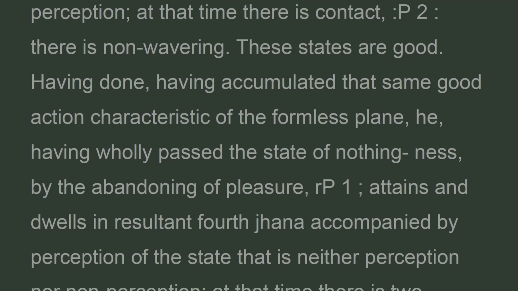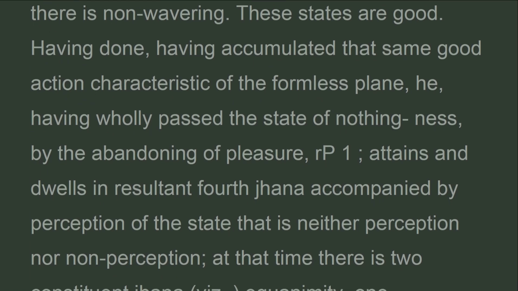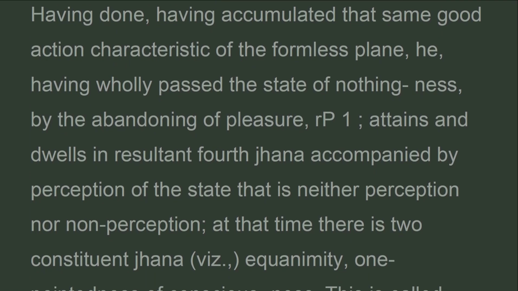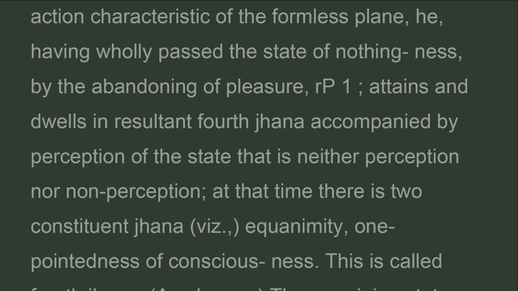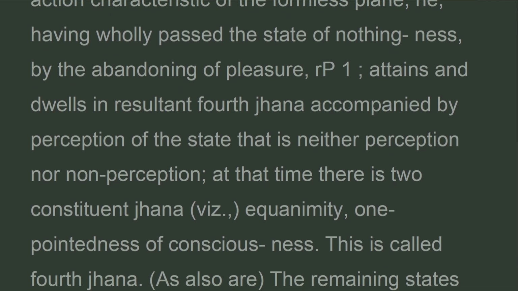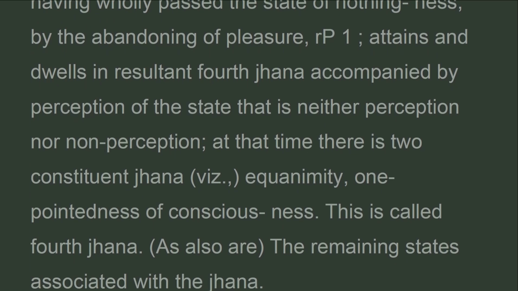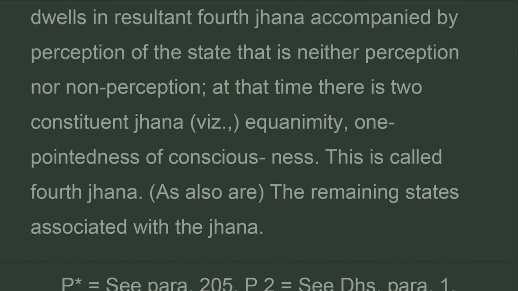passed the state of nothingness, by the abandoning of pleasure, P, attains and dwells in resultant fourth jhana accompanied by perception of the state that is neither perception nor non-perception. At that time there are two constituent jhana factors: equanimity, one-pointedness of consciousness. This is called fourth jhana. The remaining states associated with the jhana.